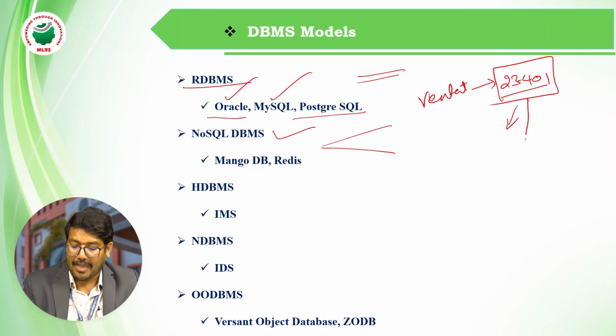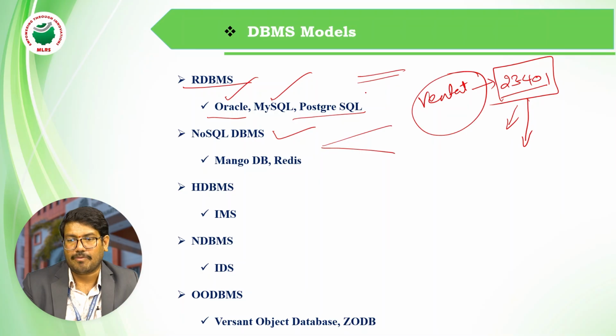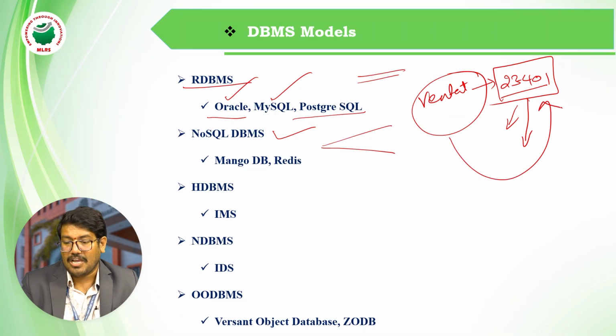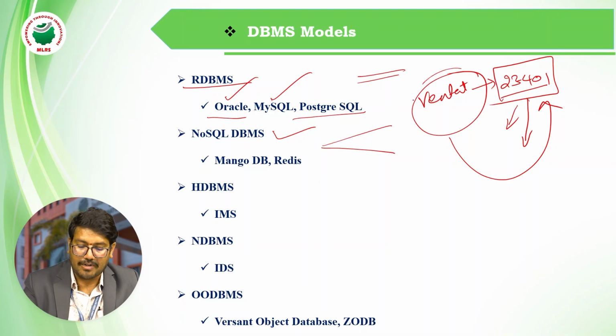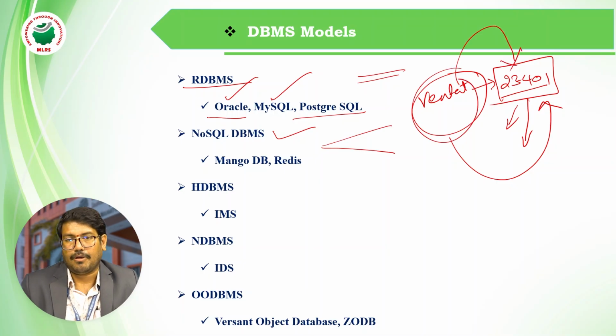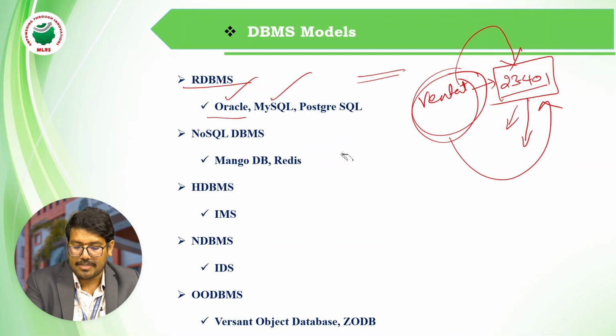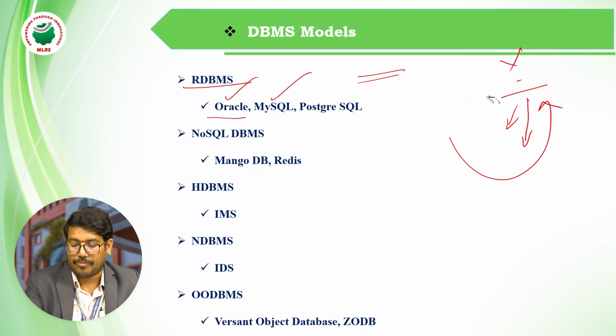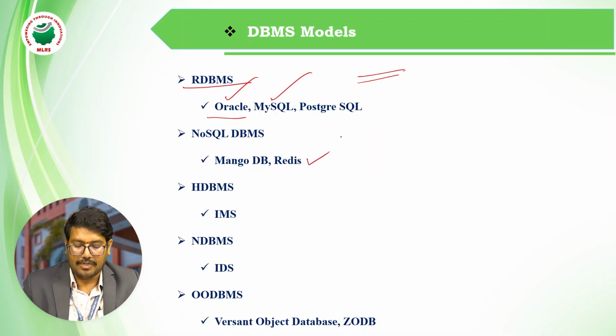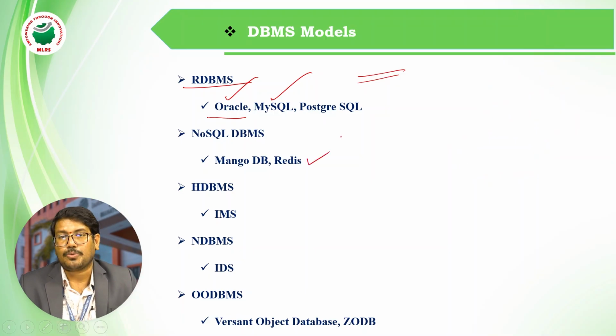So I am accessing the total data information of Venkat with a number. This is a key-value: the value is Venkat here, and the key is this number. So data will be stored in this format. The best examples for this are MongoDB and Redis. These database management software come under NoSQL DBMS.